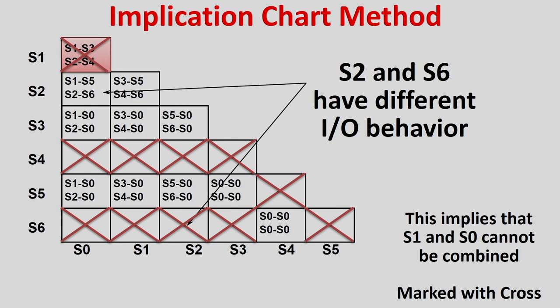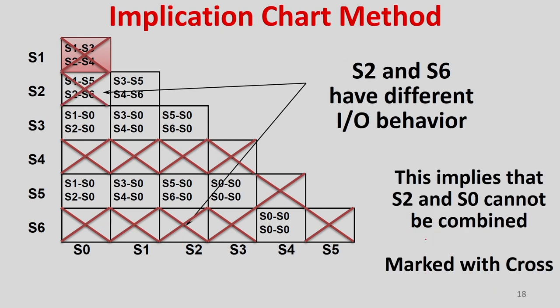Okay. Similarly, take another example, S 2 S 6. Whenever we have S 2 S 6, in this case S 0 and S 2 cannot be combined. So, this box is crossed, S 2 S 0 cannot be combined.